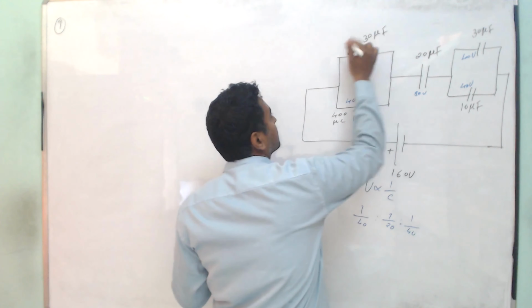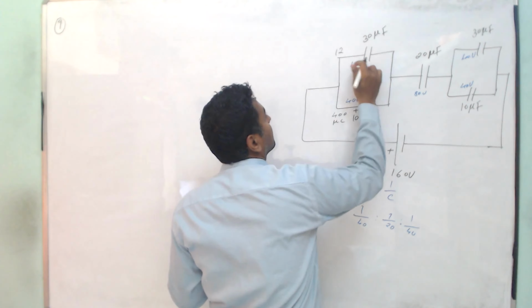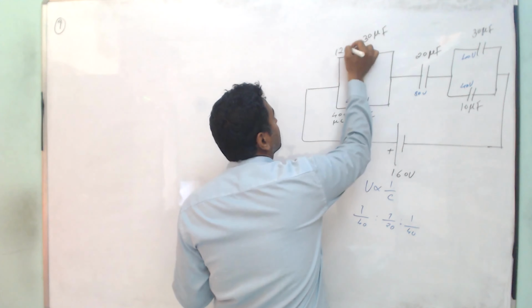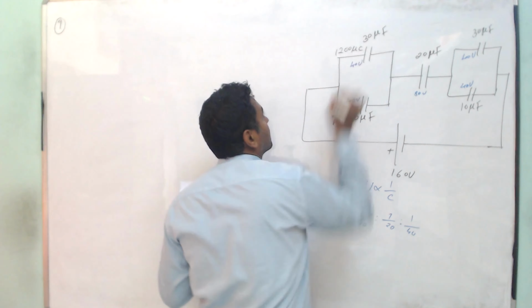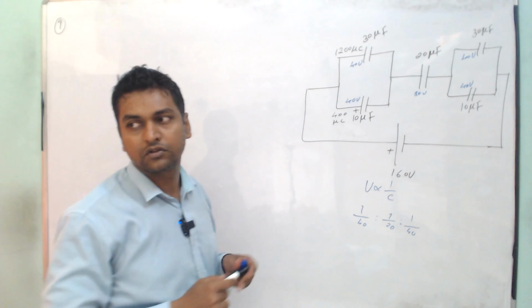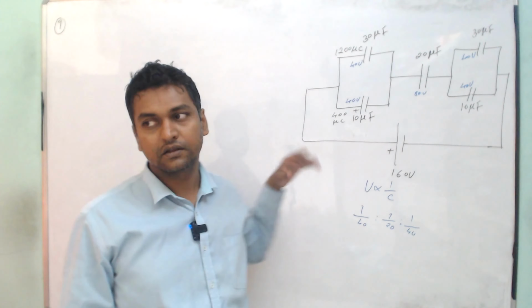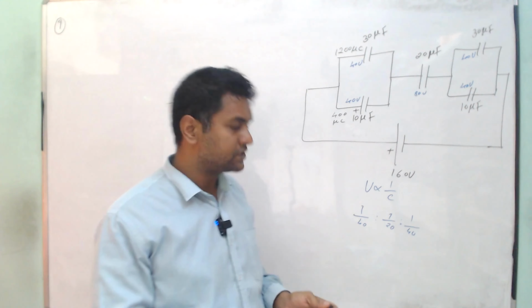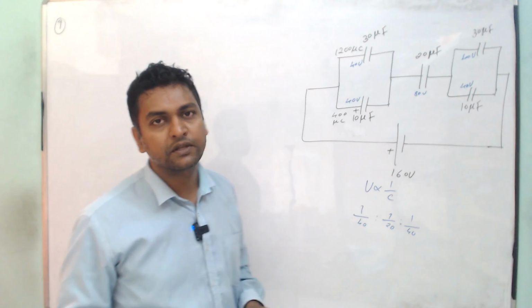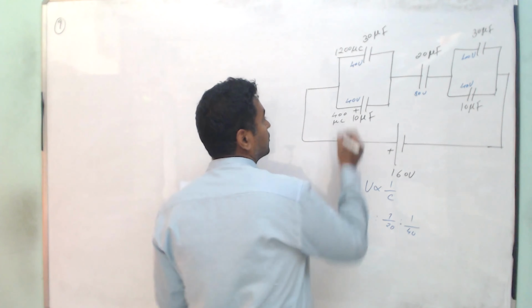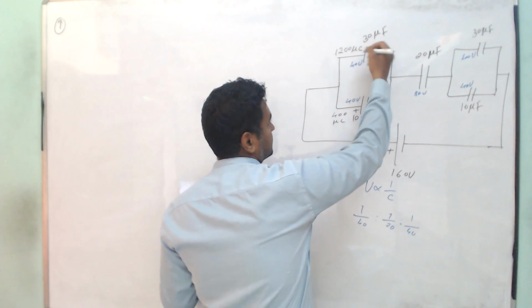This is 40 into 30, 120. Yes, sir. 1200, sorry. 1200 microcoulomb. Now my job is done. Now no more will I do multiplication, division, all these stories. 400, 1200, total is 1600.